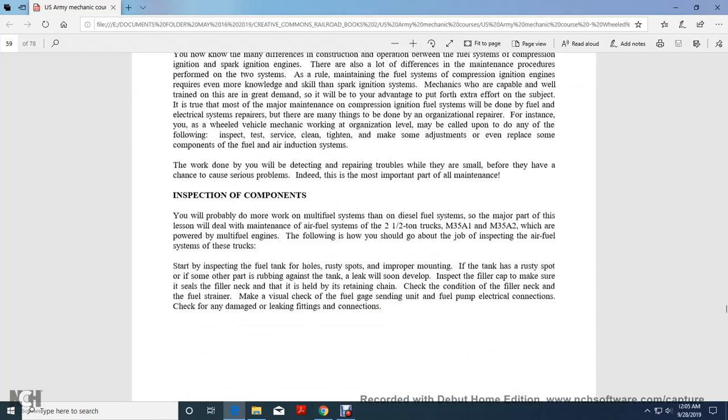Work done by you in detecting and repairing trouble. These are all small jobs, but they have the chance to cause serious problems. They are most important in all maintenance.